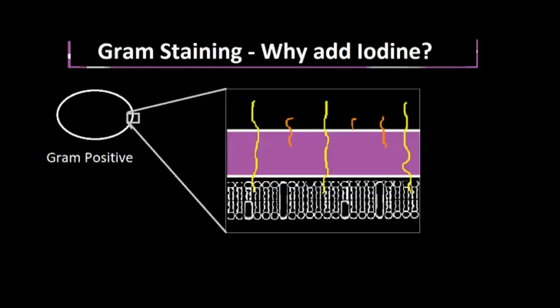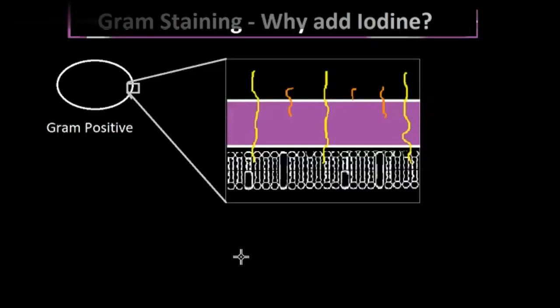Hi, in this video we'll be discussing the importance of iodine in the gram staining process. Let's get started. Let's start by discussing the gram staining process for gram-positive bacteria. Here we have our gram-positive bacteria represented by this oval shape. And as you can see, we've zoomed in to the cell wall of the gram-positive bacteria.